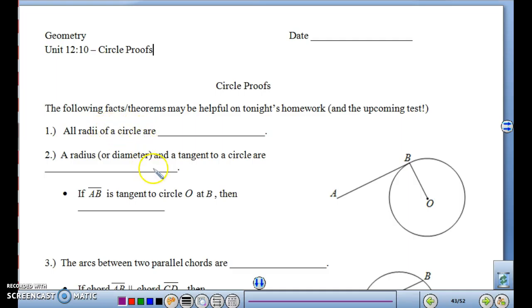What do we know about the radii of a circle? All radii of a circle are congruent. That one we use a lot.